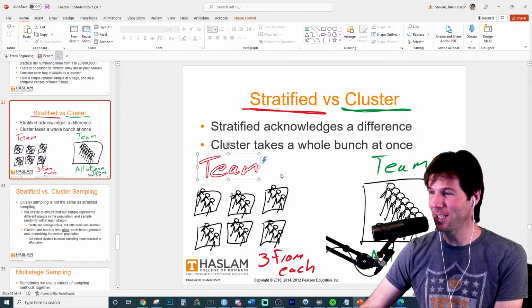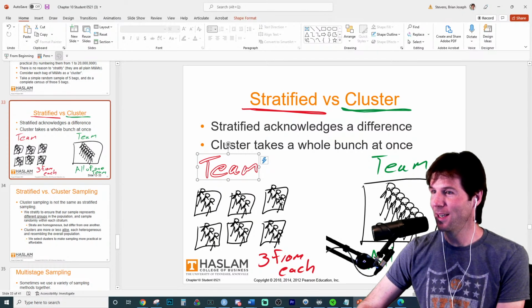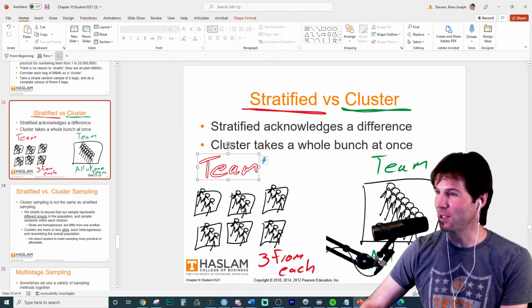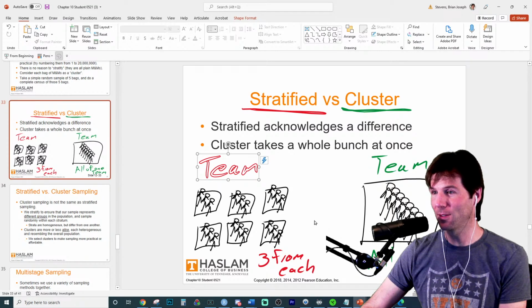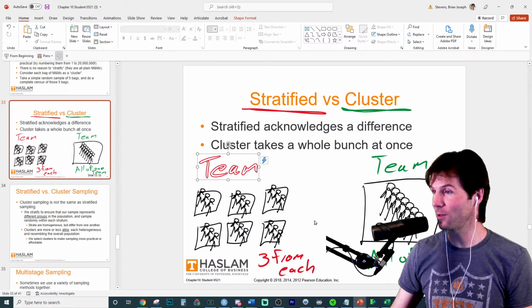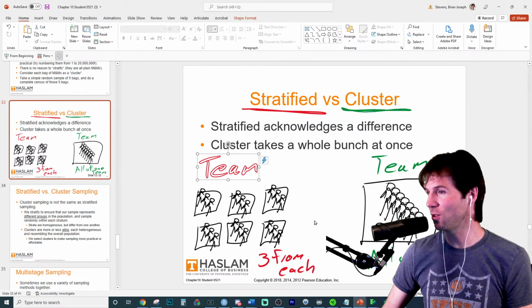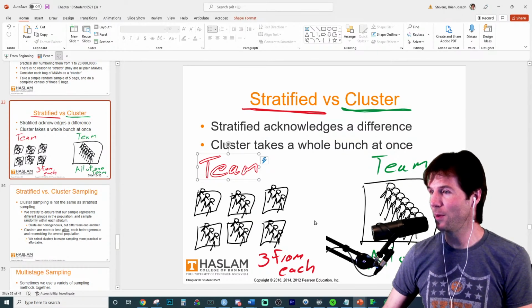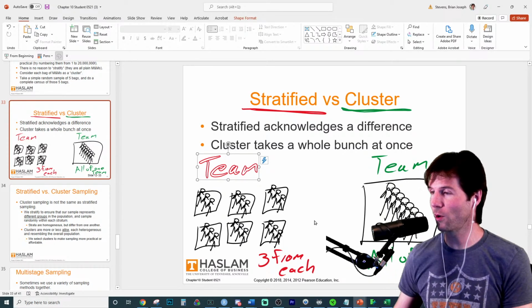But right here, acknowledging the differences among teams, we would take 3 players from each team, and we'd find out. That's the best way to know: 3 randomly selected players, and we don't put any bias on it. We see if there are any issues, and we investigate further if there are. This would be a good way to look across the whole Major League Baseball organization.